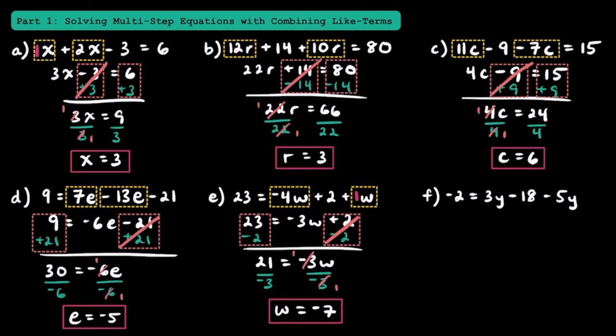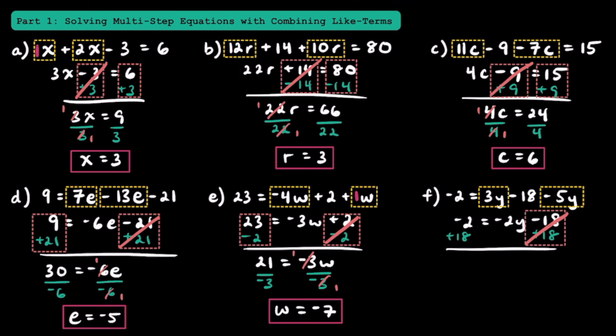And for our final one here, we have negative 2 is equal to 3y minus 18 minus 5y. Combining these like terms of 3y and negative 5y, we're going to get negative 2y. After combining, we can write negative 2 is equal to negative 2y minus 18. Next, we're going to add 18 to both sides. These two are going to cancel out to make 0.